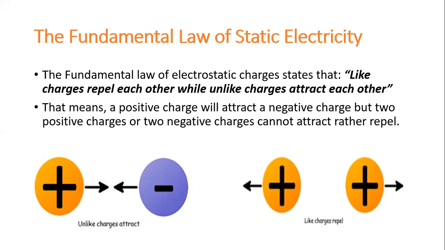Now the fundamental law of electrostatic charges states that like charges repel each other, while unlike charges attract each other. This means that a positive charge will attract a negative charge, but two positive charges or two negative charges cannot attract, rather they repel each other. As you can see in the illustration, the positive and the negative charge, these unlike charges, attract each other, while the two like charges repel.